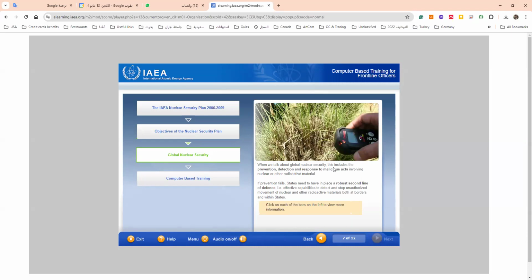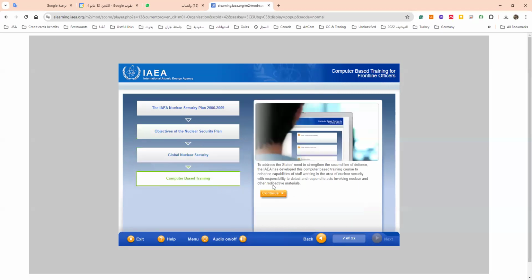When we talk about global nuclear security, this includes the prevention, detection, and response to malicious acts involving nuclear and other radioactive material. To address this, as states need to strengthen the second line of defense, the IAEA has developed this computer-based training course to enhance the capability of staff working in the area of nuclear security with the responsibility to detect and respond to acts involving nuclear and other radioactive material.